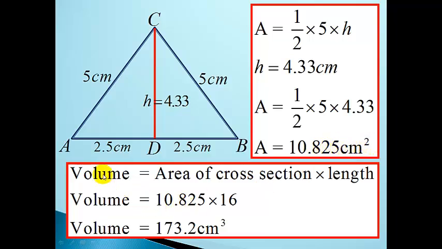Now let's find the volume. The volume is equal to the area of cross section. Now we've calculated the area, and we have 10.825 times the length of the prism, which is 16. So when you multiply 10.825 by 16, we have 173.2 centimeters cube. That is the volume of the triangular prism that was given in the question.